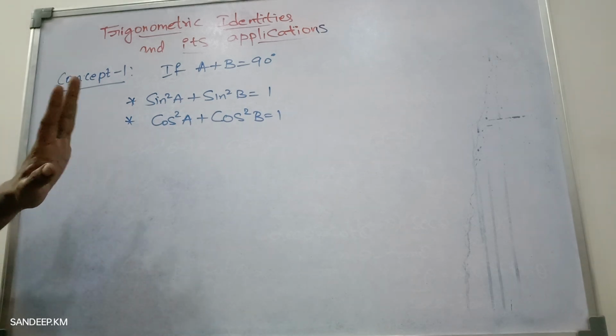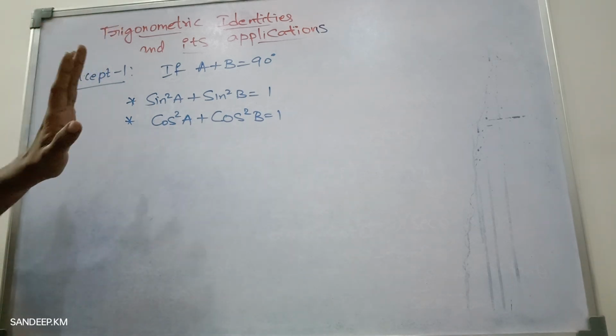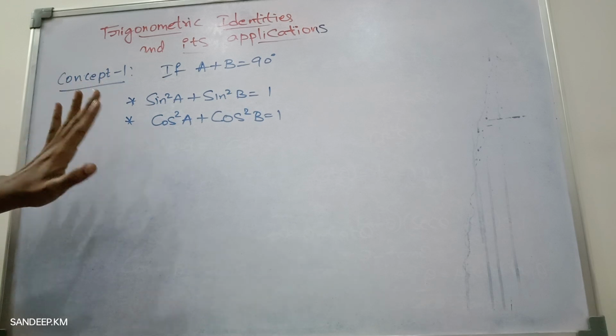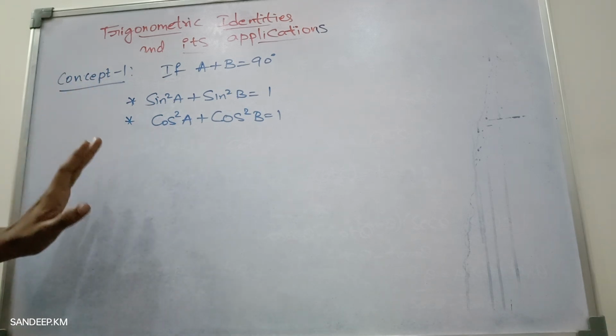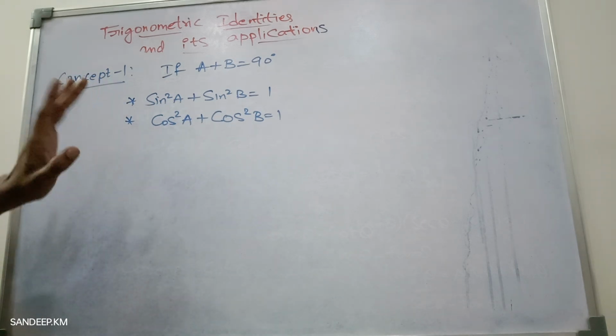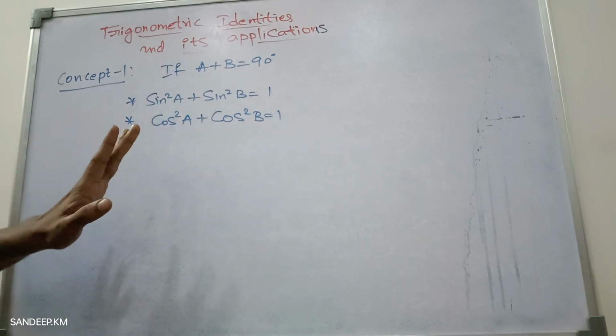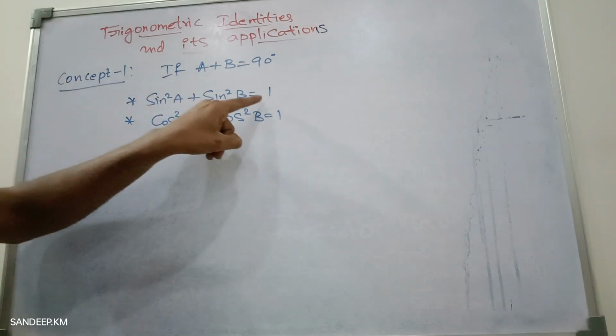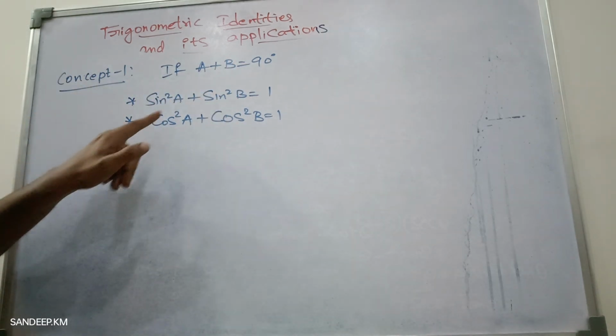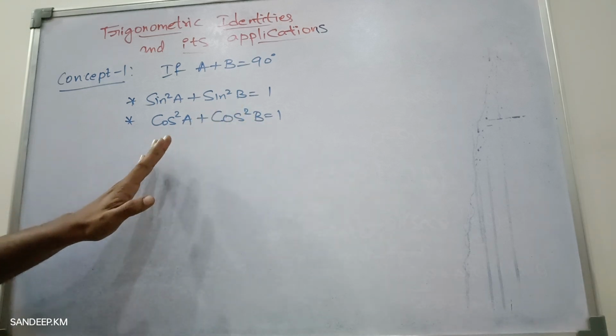The first concept to remember under trigonometric identities, dear students, because we will use this directly in problems. There are problems where we use this directly. So if a plus b is 90 degrees, then sin square a plus sin square b is equal to 1, and cos square a plus cos square b is equal to 1.